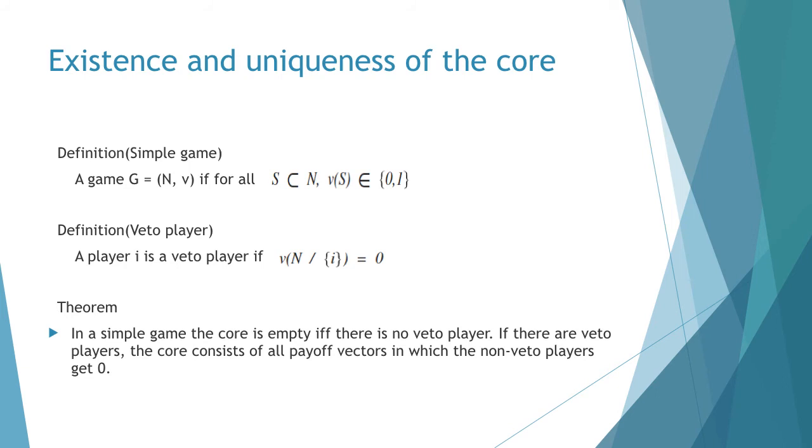The second definition is the vital player. A player is a vital player if the payoff without him will always be 0. Now let's look at the theorem. In a simple game, the core is empty if and only if there is no vital player. If there are vital players, the core consists of all payoff vectors in which the non-vital players get 0.